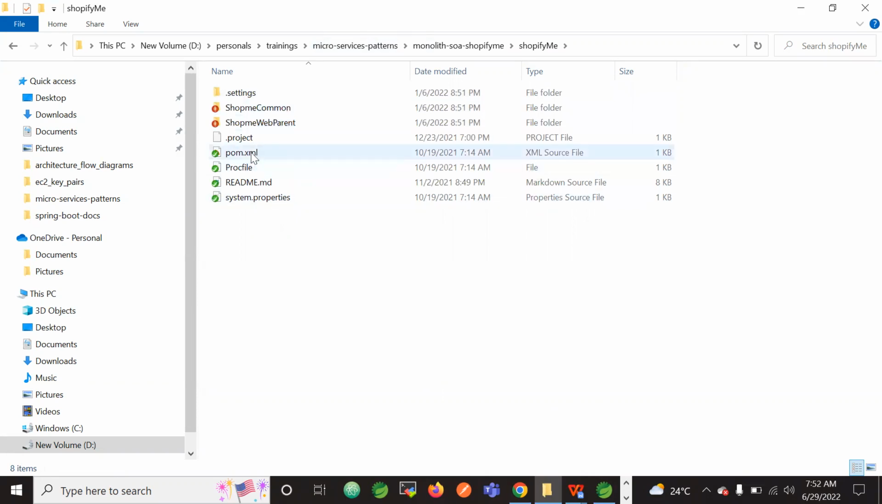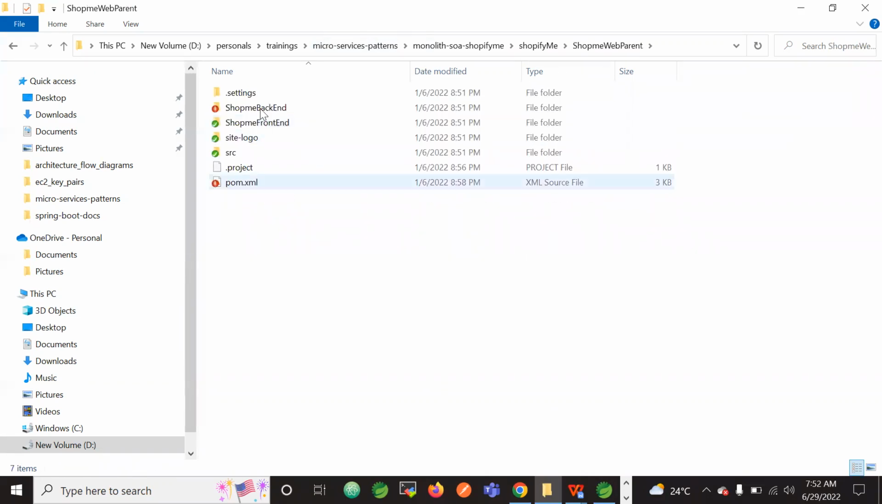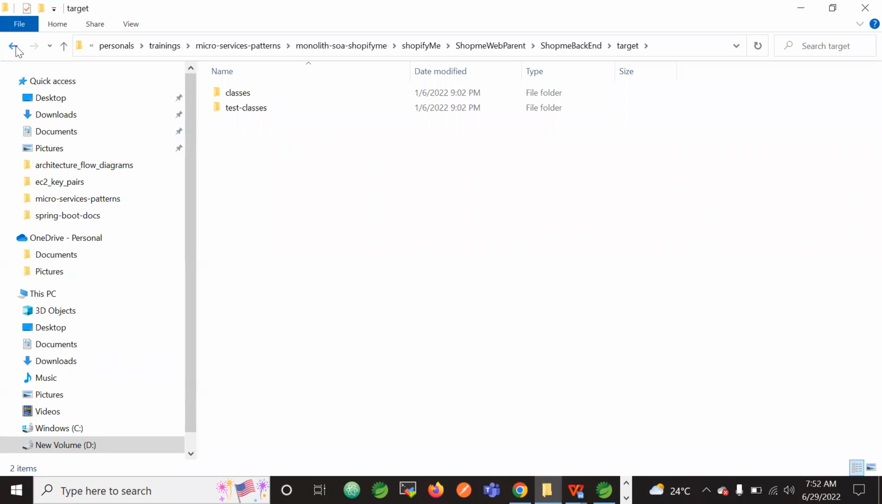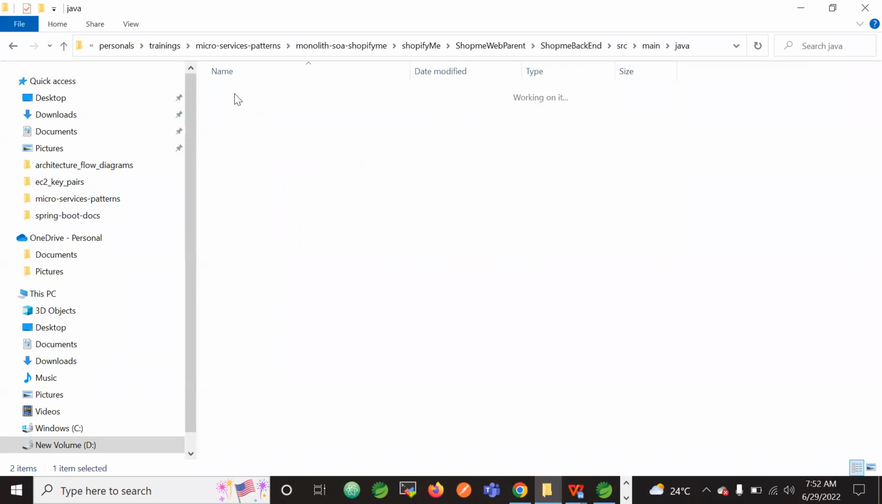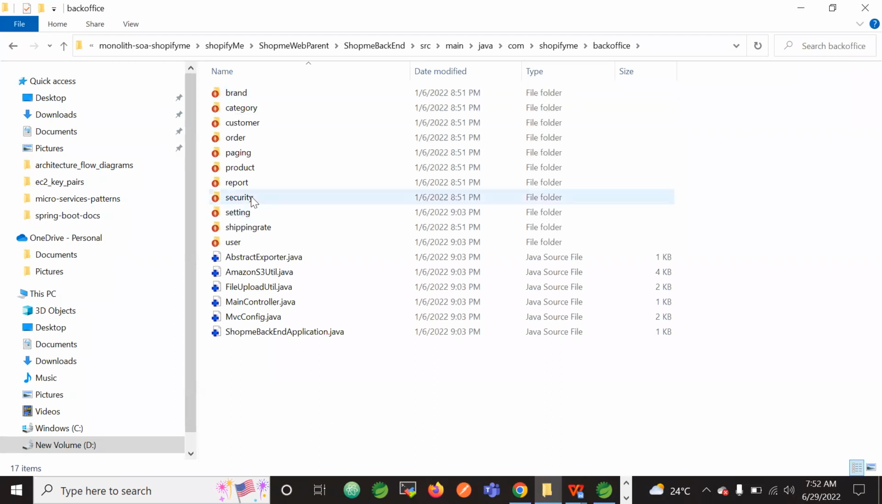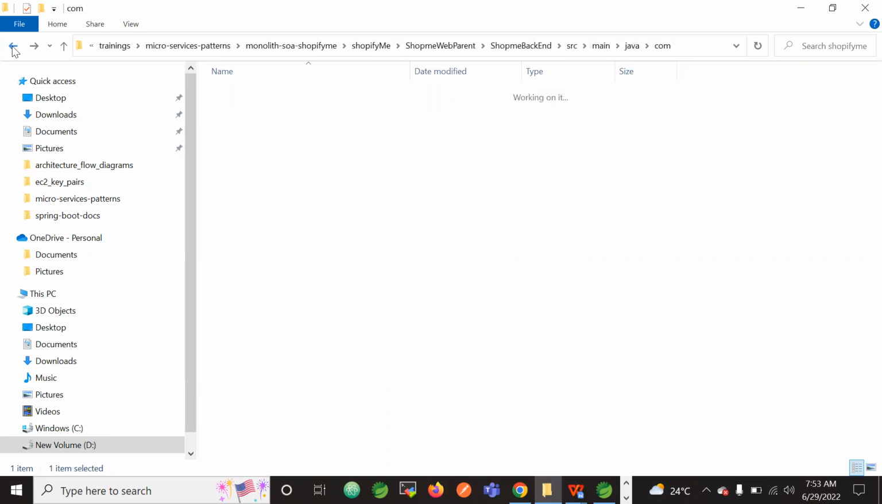See this. This is the Shopizer parent, Shopizer backend, Shopizer front end. So that means this application, Shopizer backend, Shopizer front end, is called a monolithic application, which contains all the modules inside it. Shopizer back office, catalog, all the modules: branding, category, customer, order, paging, products, report, security, users, shipping, all these are there in a single project. This is called the monolithic application.